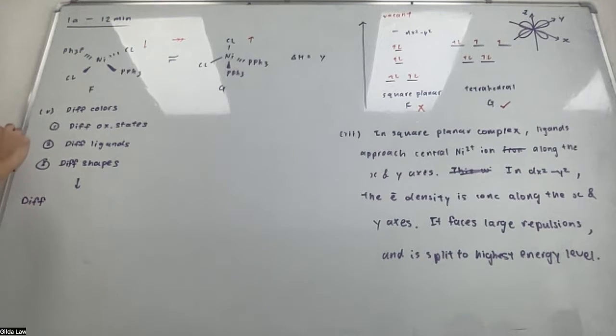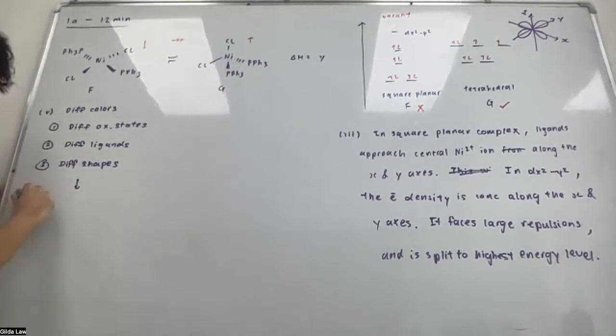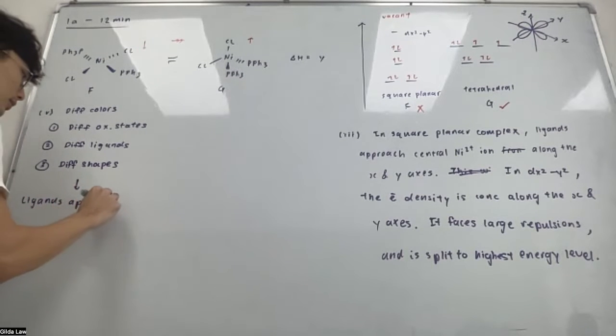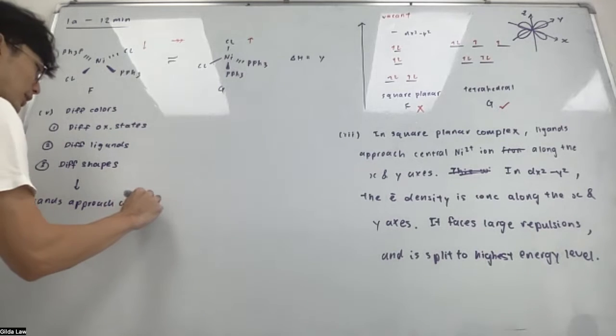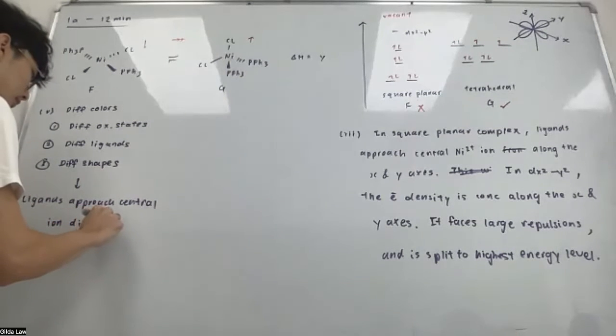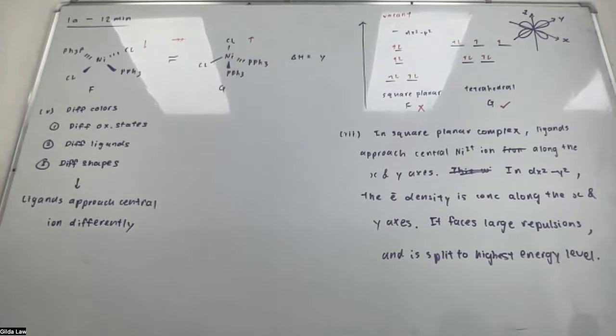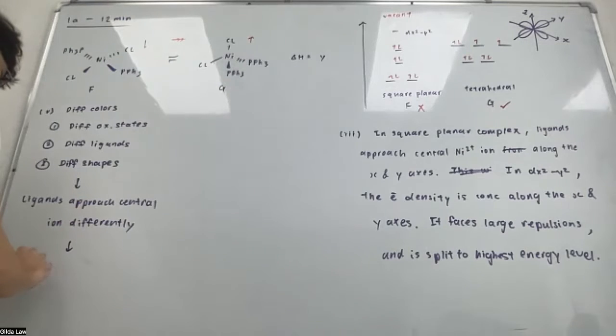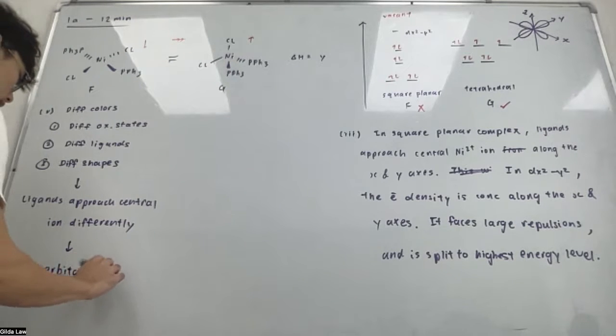So over here, you must have different approaches. The ligands will approach differently. So let's just talk about that. Different shapes, ligands approach the central ion differently, or you can say from different directions also. Now, if you approach the central ion differently, then it's going to split to a different extent, as you can clearly see. So you can tell me that the d orbitals split differently.